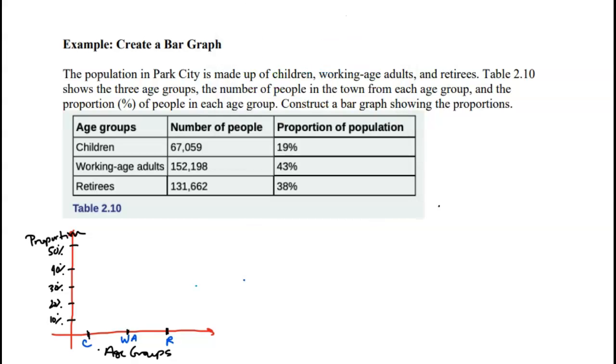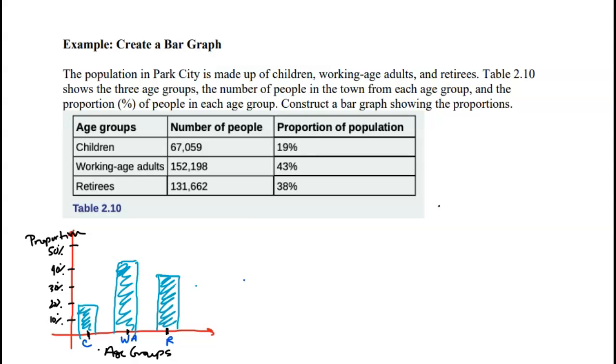Okay, so let's have the children going up to about 19%. Working adults is up to 43%. And the retirees is up to 38%. So in a bar graph, the bars should be separate from each other, not touching, going up to the frequency or the proportion, kind of centered where the label is.